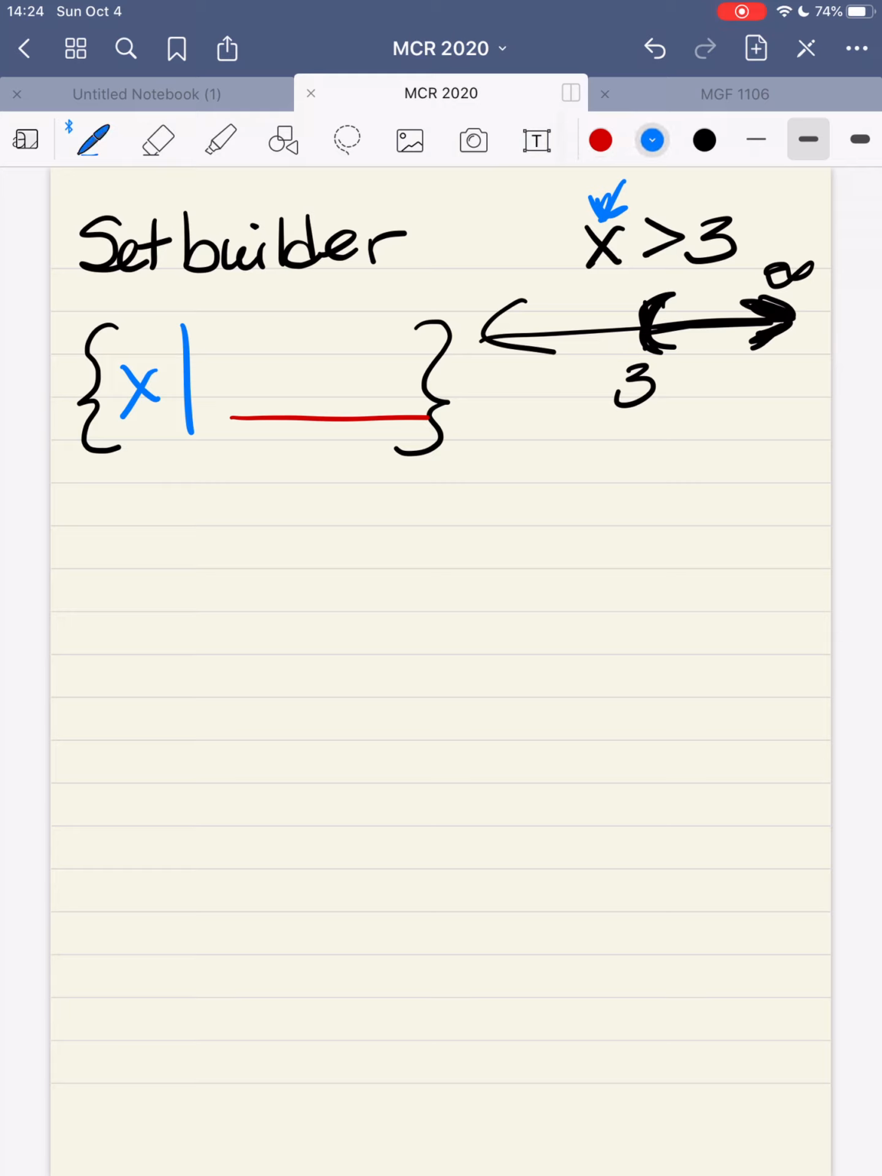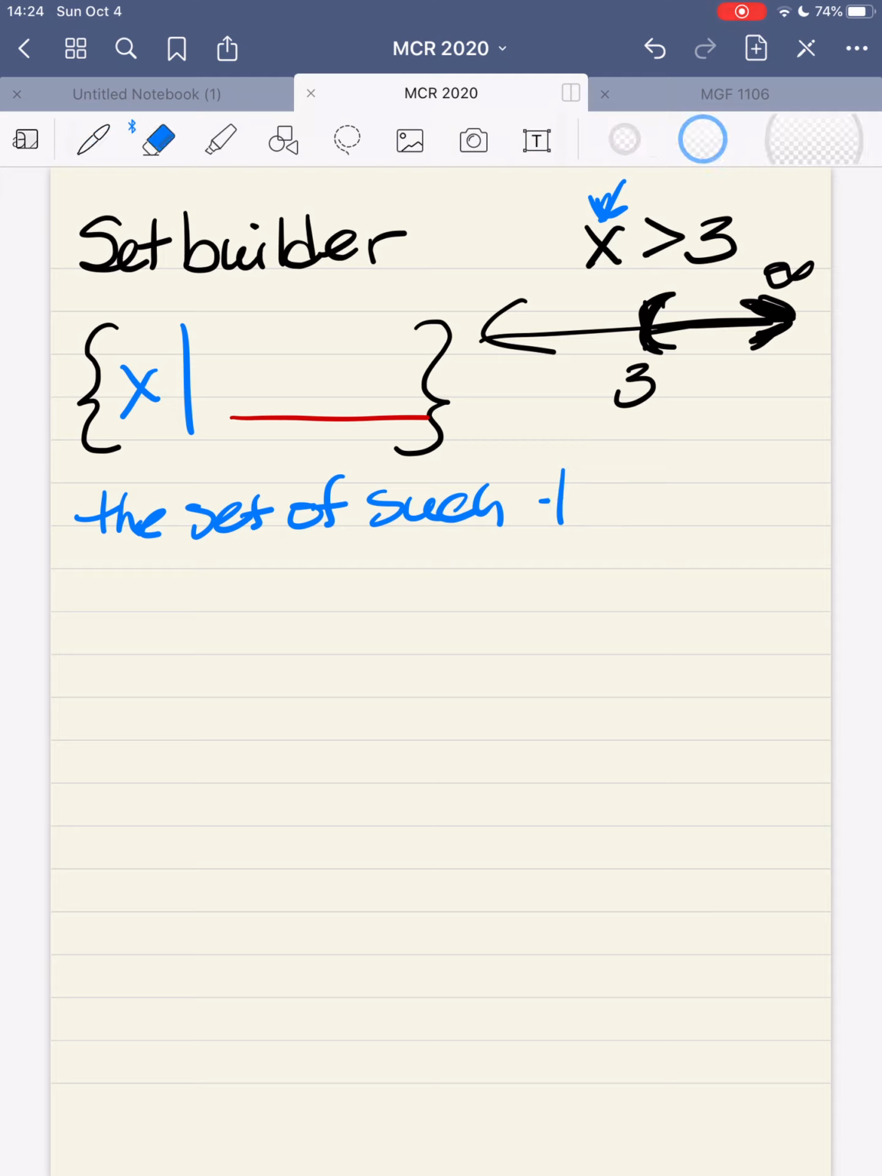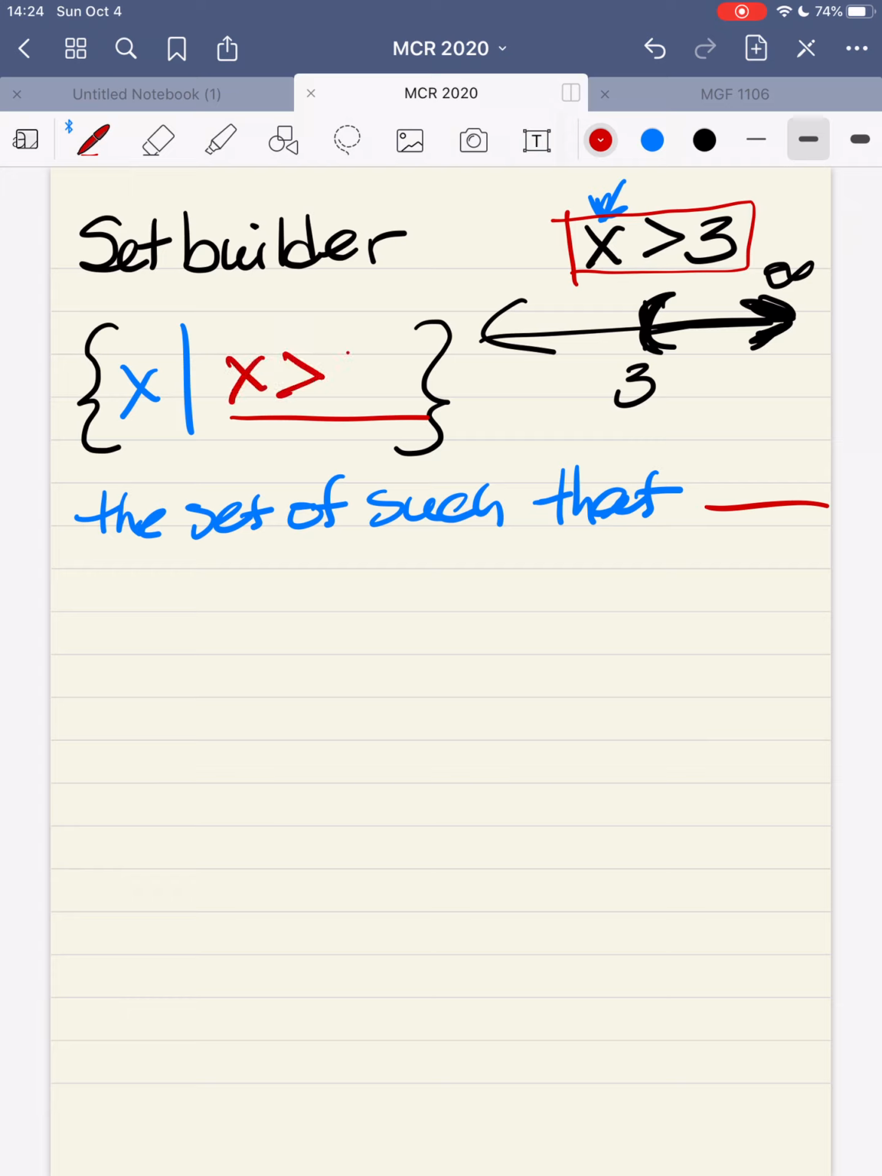Okay? And what this says is the set of x such that whatever's in the red line. And what goes in that red line is your actual inequality solved for the variable. So in this box, I would go ahead and put x is greater than 3. So this would read the set of all x such that x is greater than 3.